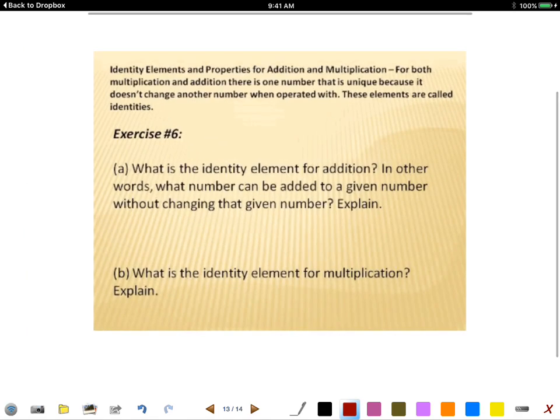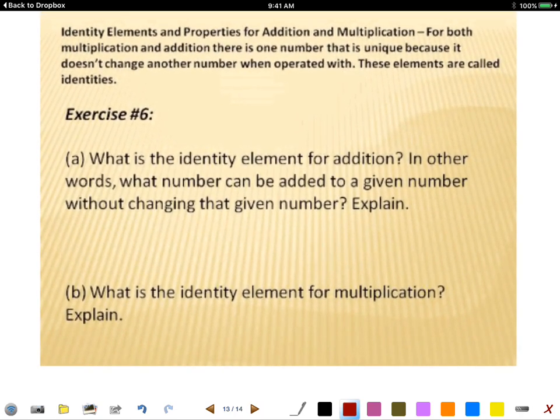All right, I think this is the last one. What is the identity element for addition? In other words, what number can be added to a given number without changing that given number? And explain. Olivia? Well, that's what we're talking about, the identity element for addition. Mackenzie? 0. And we already kind of went over this a little bit. So 0 is the identity element for addition.